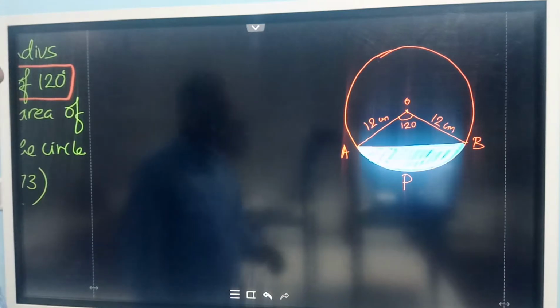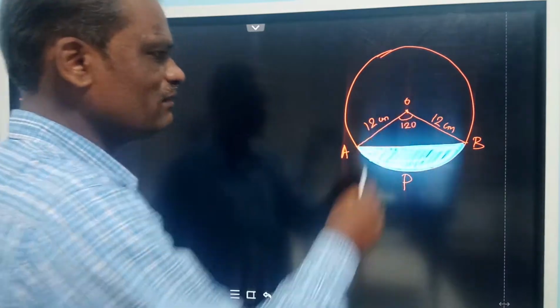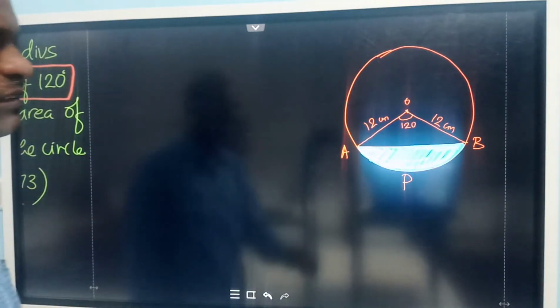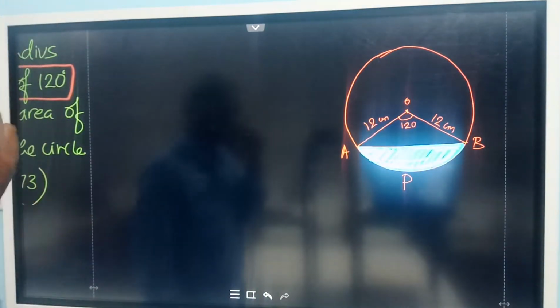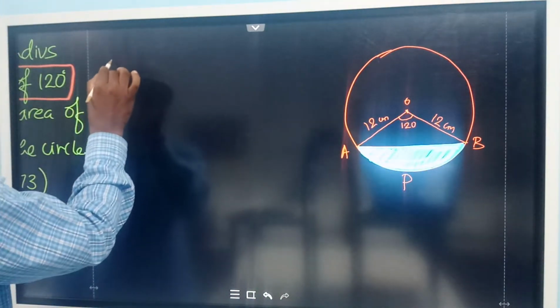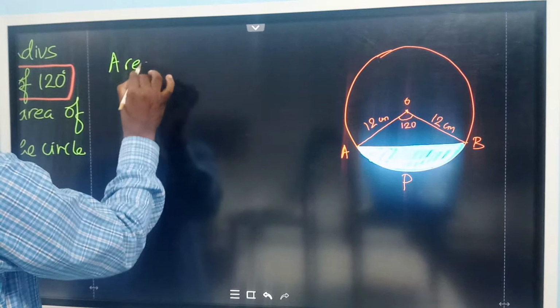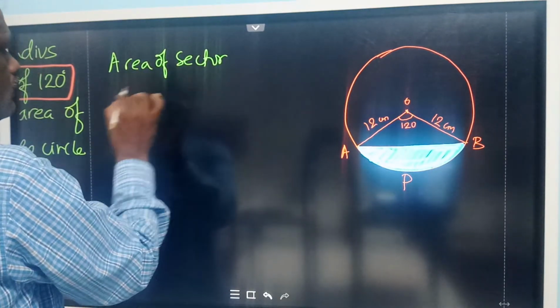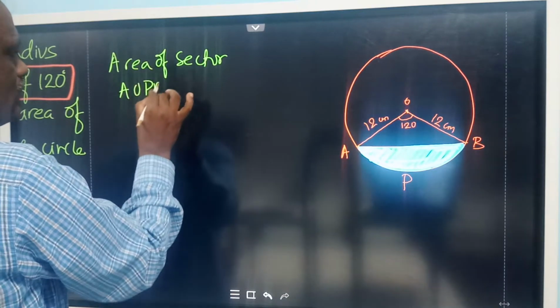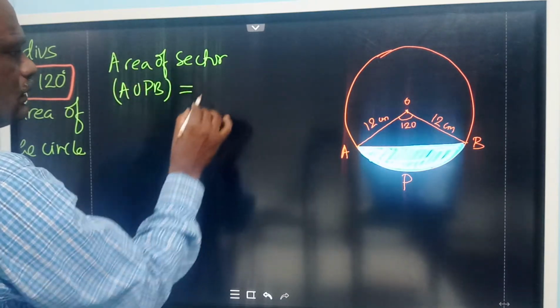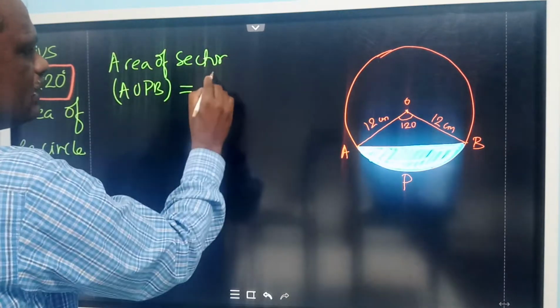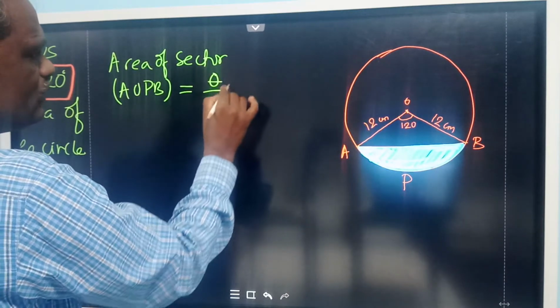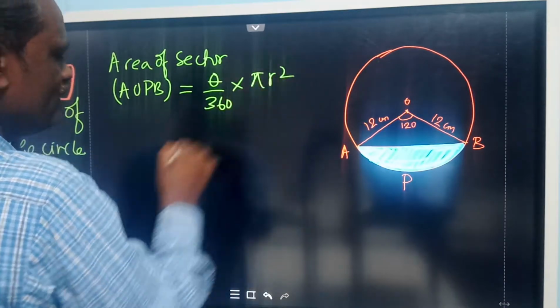To find the area of this segment, we need to find the area of the sector as well as the area of this triangle. So the area of sector AOPB is equal to theta divided by 360 into pi r squared. This is the formula to find the area of the sector.